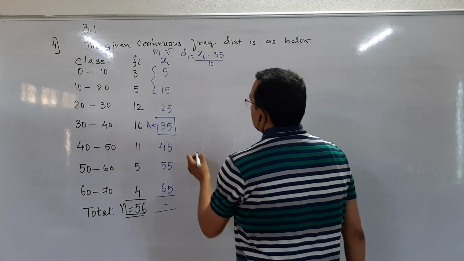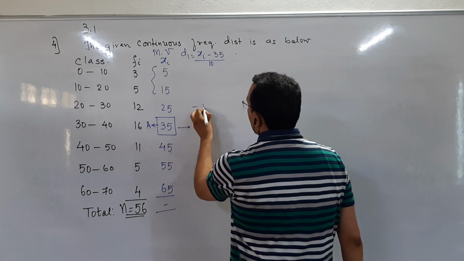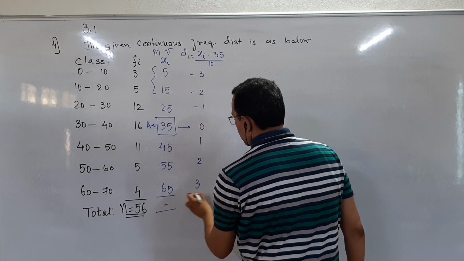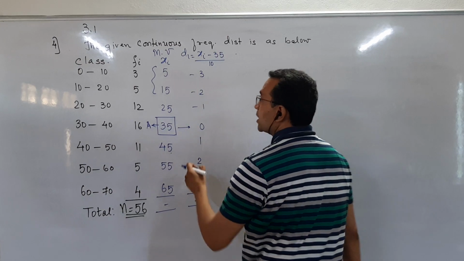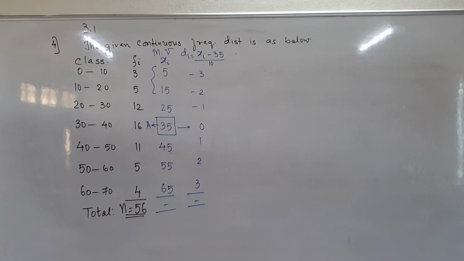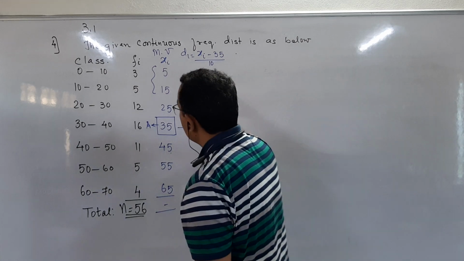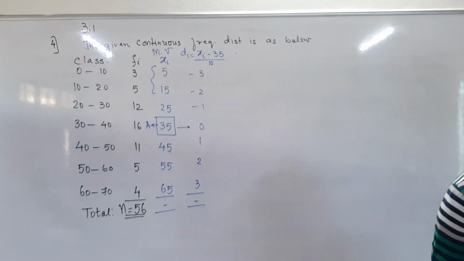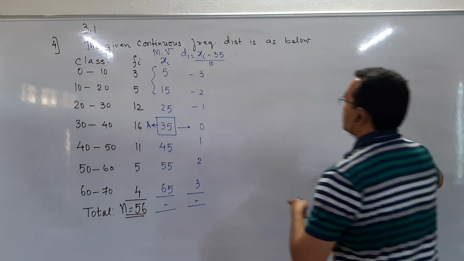So, the di opposite to a will be 0, then minus 1, minus 2, minus 3, and 1, 2, and 3. This is written because the class lengths are equal. Students, I don't know what concept you have been taught in 10th standard. But here, to be careful, the di opposite to a is 0, above is minus 1, minus 2, minus 3. But this is written because these classes are of equal class length, otherwise this cannot be written.